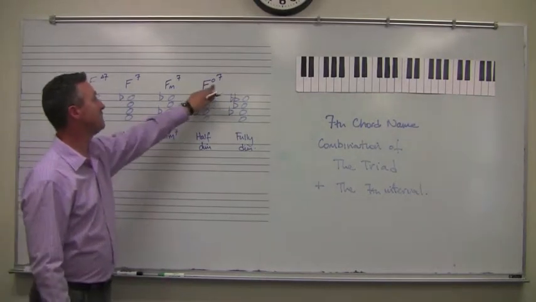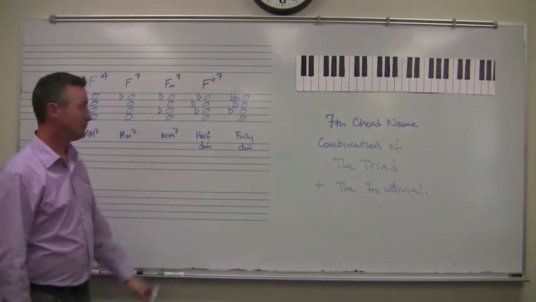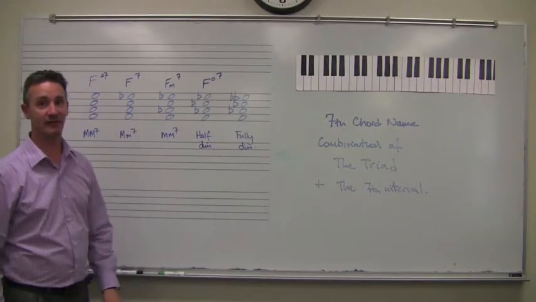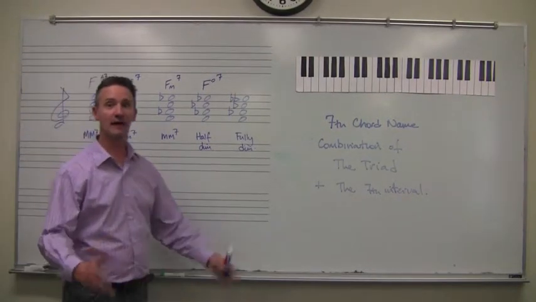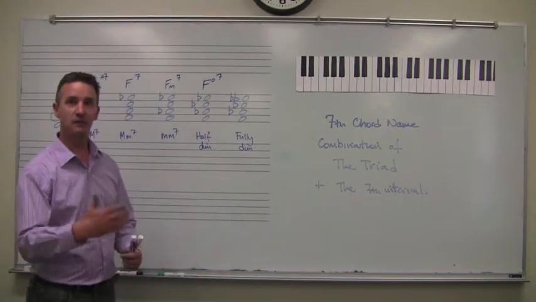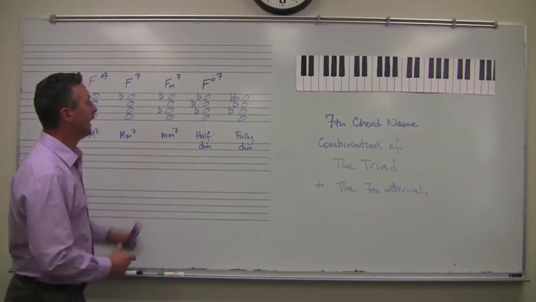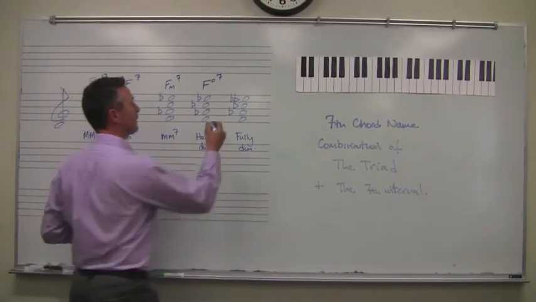So that's F diminished minor 7, which is half diminished 7. That's the other name we have for the diminished minor 7. And then the last one, the fully diminished, looks like this.